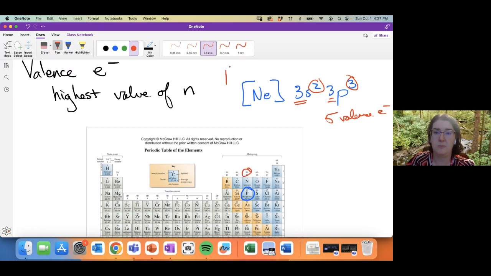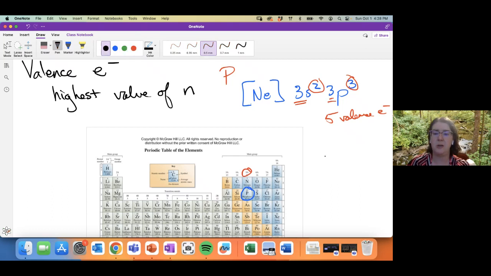So phosphorus having 5 valence electrons in group 5A, this is a thing that has been seen, hopefully. If not, now you know. So do notice that it's the highest value of N, even if I'm in 2 different subshells. So 3 is my highest value of N, so I get to count both the S and the P electrons for valence. The question was about the D subshell. I am not surprised.